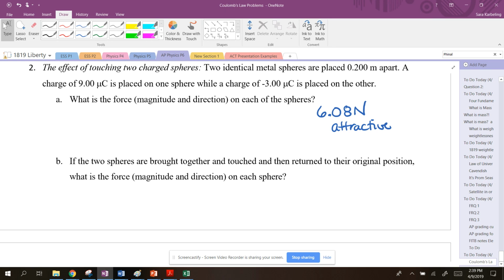No, because the kQQ over r squared, now our Q's, instead of being 9 and negative 3, are what and what? Positive 3 and positive 3. Does that make sense? And 9 times 3 is a different value than 3 times 3. So what's our force now? 2.03? Do you guys agree with that?